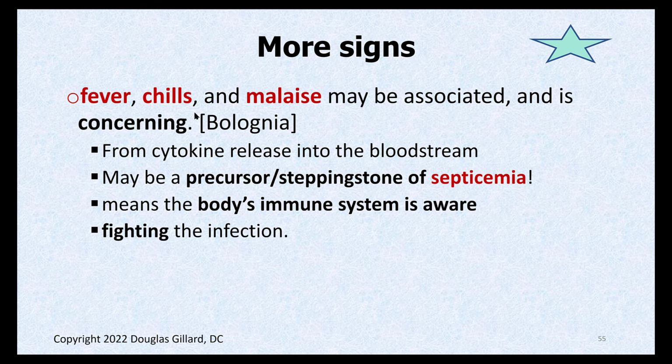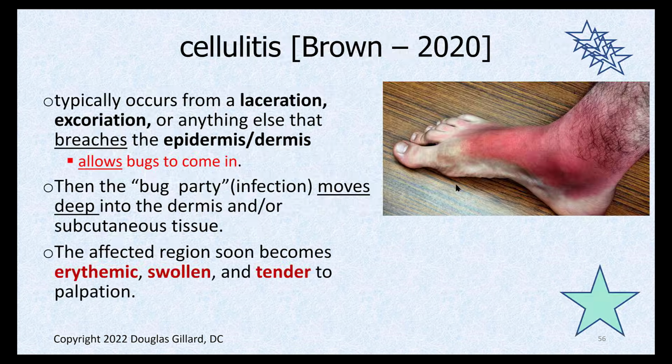More signs, so fever and chills, malaise, flu-like symptoms means that the bugs are starting to get into the blood. Remember this massive bug infection, part of the inflammation process is release of cytokines and chemokines which stimulate the fever mechanisms. So you can start to get flu-like symptoms from these things as well. And yeah, very dangerous. Stepping stone to septicemia.